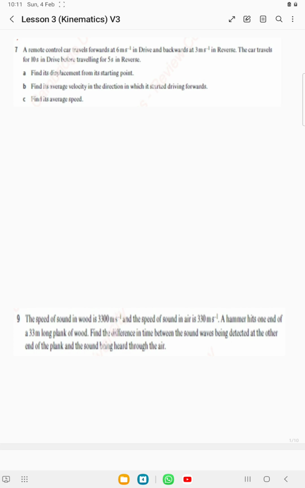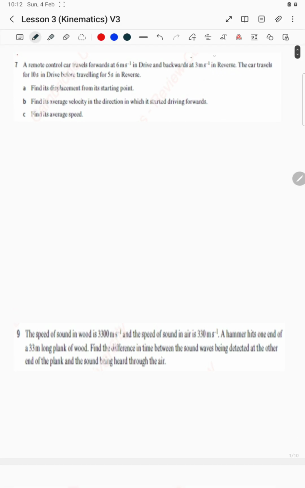Guys, today we are talking about kinematics again, when the acceleration is constant. The question states: a remote control car travels forward at 6 meters per second in drive and backward at 3 meters per second in reverse. The car travels for 10 seconds in drive before traveling for 5 seconds in reverse.